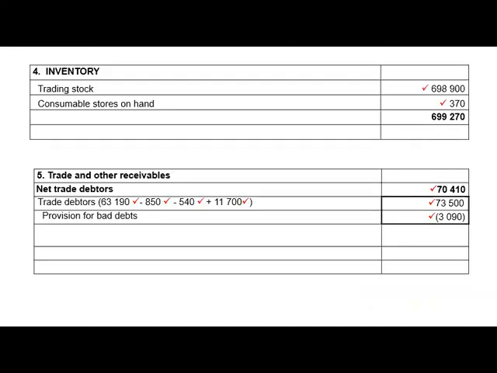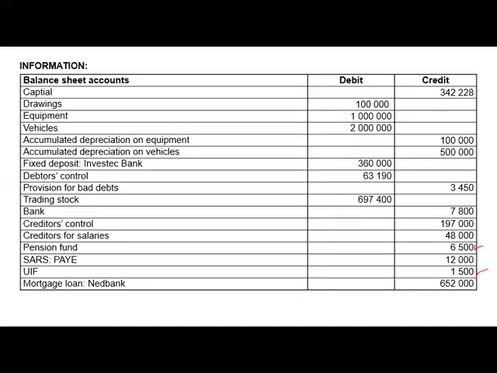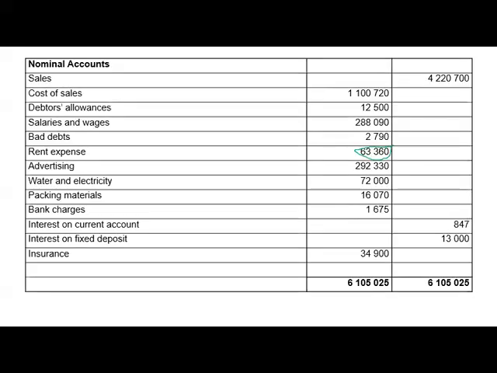And a prepaid expense is recorded in trade and other receivables. Before I can record it there, I will first check if I've got any prepaid expense. I do not have any prepaid expense here. Even here, I don't have any prepaid expense. So if you have any prepaid expense, you are going to add it to that amount to get your total prepaid expense, okay?